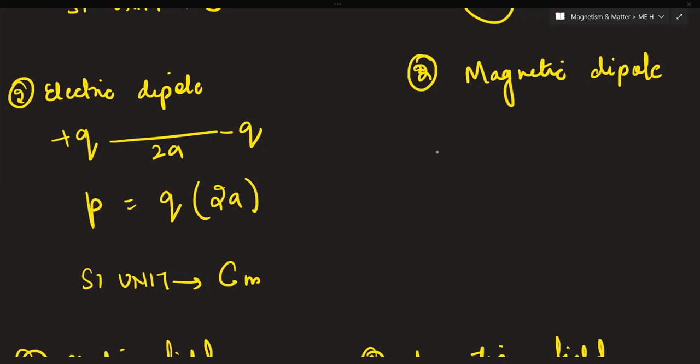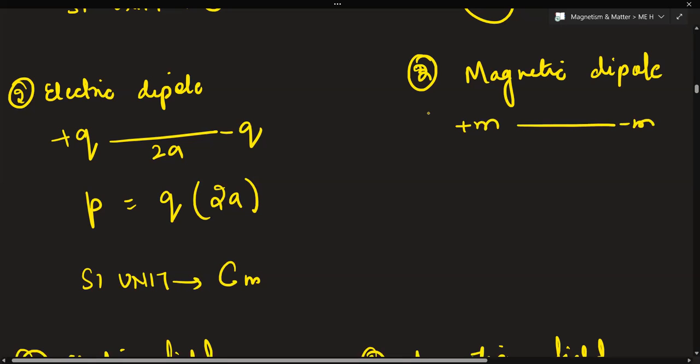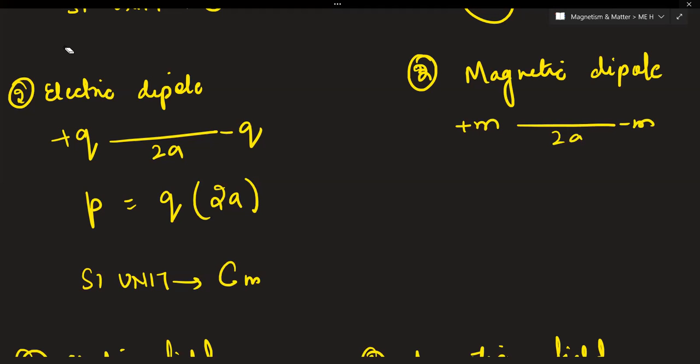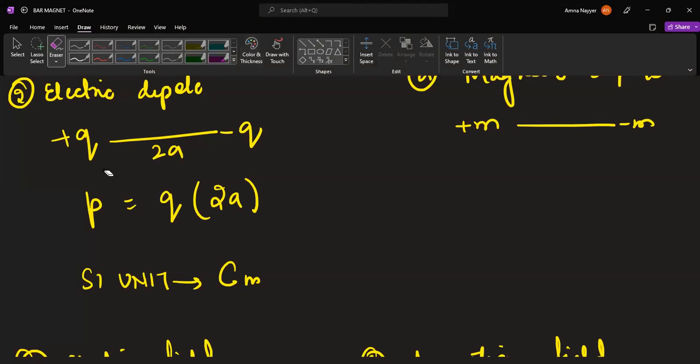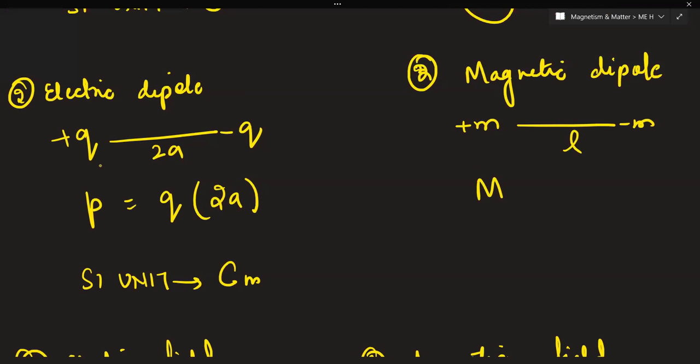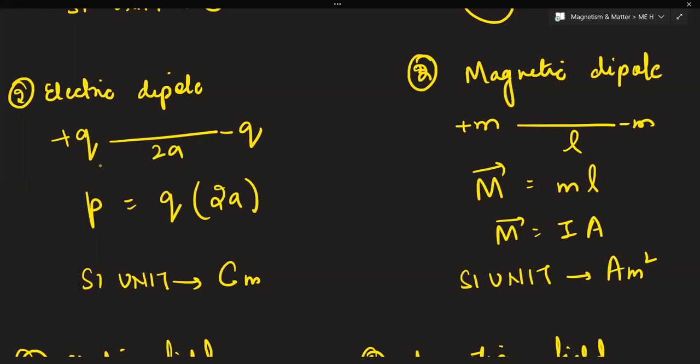Then what will the magnetic dipole be? Similarly, plus M and minus M will have a separation, 2A or A, or you can even take L directly. Let's take L to differentiate between magnetic and electric dipole. So the magnetic dipole moment will be M into L, the magnitude of one of these and the length. One more formula of magnetic dipole moment we had seen was I into A, current into area, but that was valid for a circular coil. Generally, we have this formula for a bar magnet. The SI unit you can write as ampere meter square. This is the magnetic dipole.